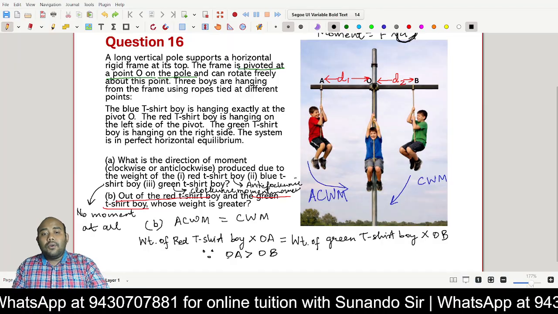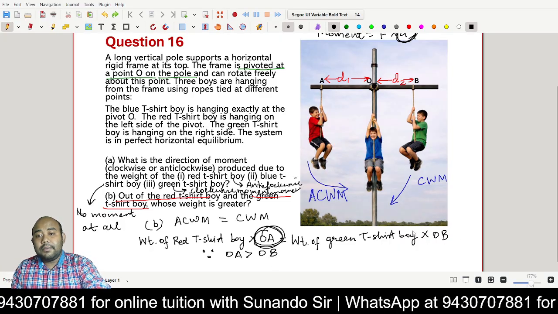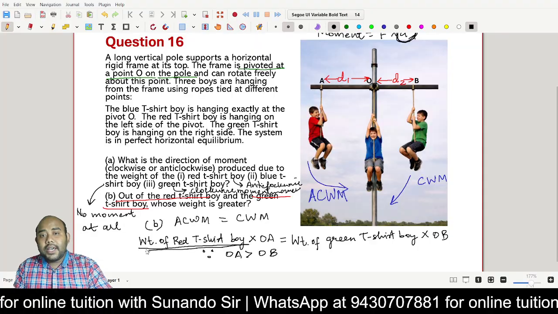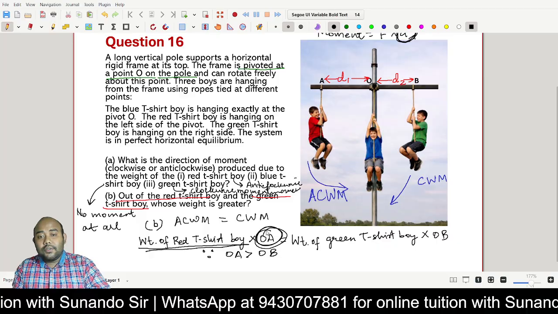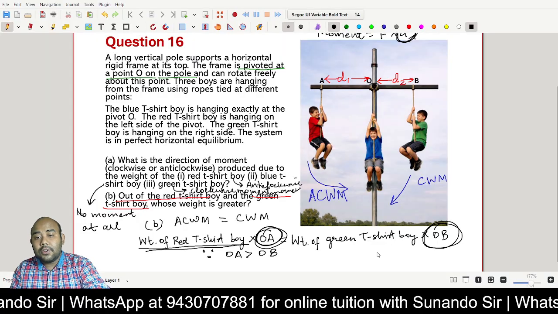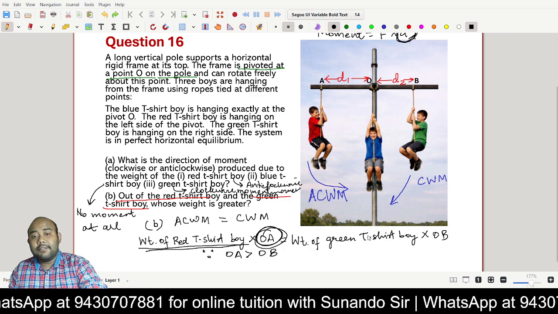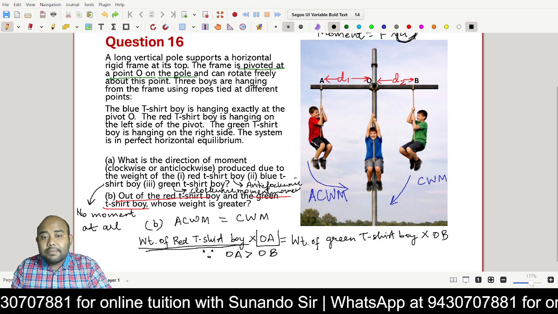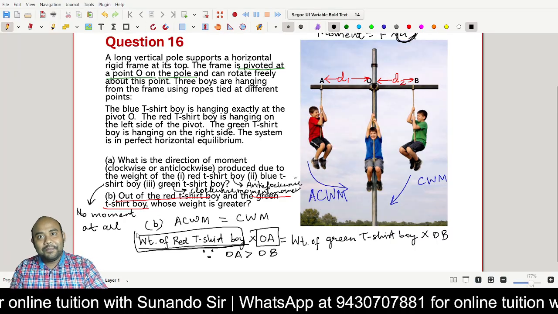So if OA is bigger than OB, means if this term is bigger than this term, so to equalize on either side, the weight of the red t-shirt boy must be smaller, because OA is bigger. So with the bigger term, the smaller number should be multiplied. Only then on the other side, if OB is smaller, then the green t-shirt boy's weight must be greater to equalize the effect. Then only these two terms would be equal on either side. So if OA is bigger, it means the weight of the red t-shirt boy is smaller.